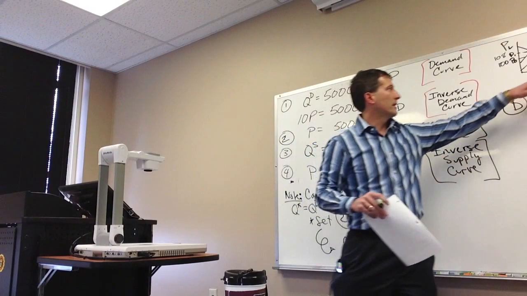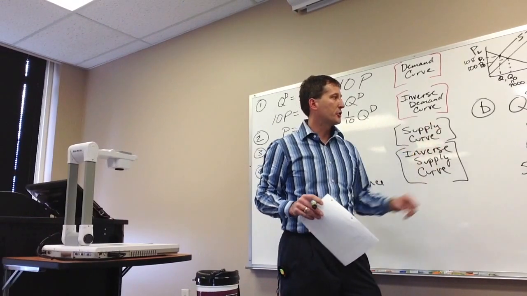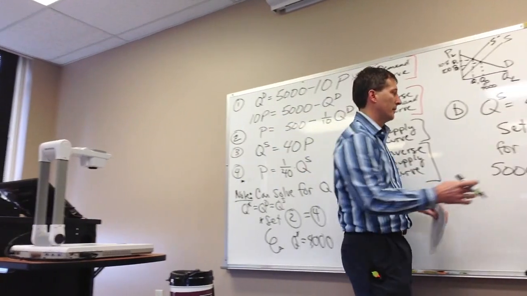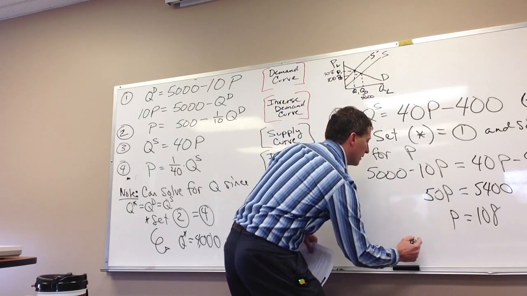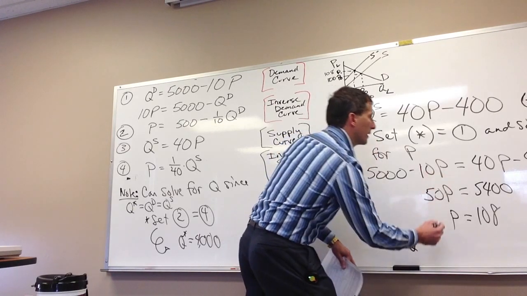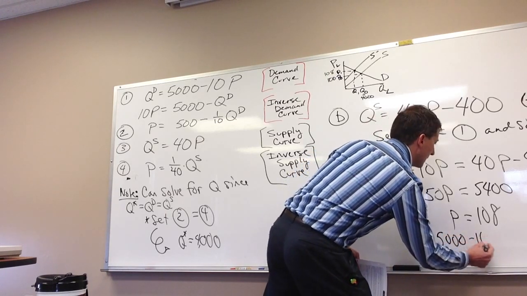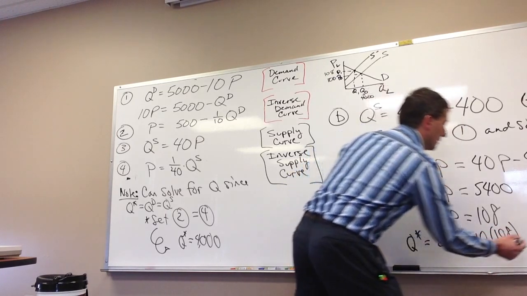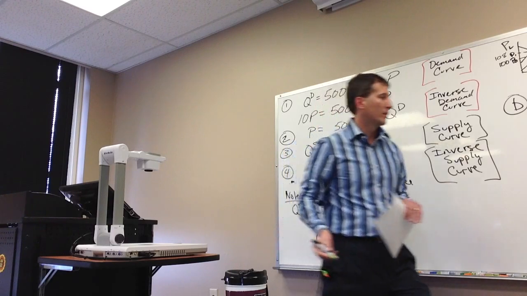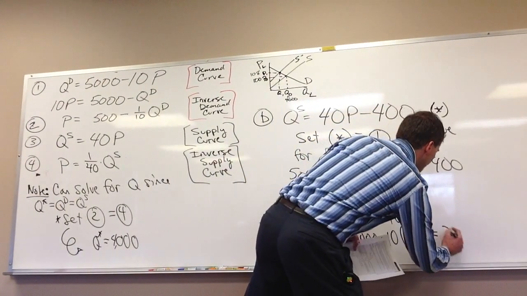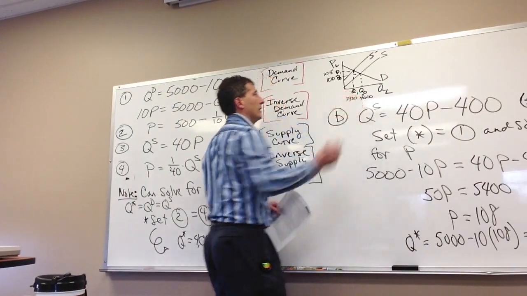We're not quite done yet because we need to find out what the new equilibrium quantity is. Again, drop that back into one equation or the other, or both if you want to double check your work. And so we get Q star. We can again pick either one. Equals 5,000 minus 10 times 108. And what does that equal? 3920. So quantity falls to 3920.